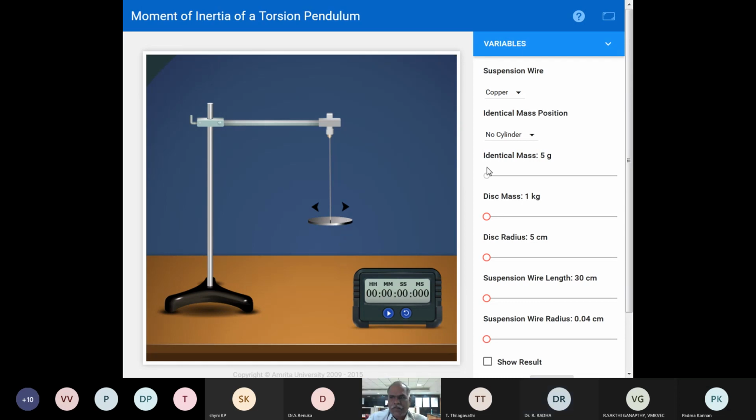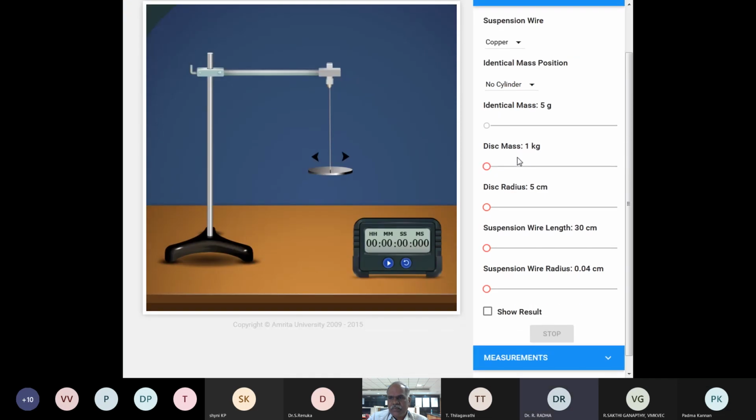First we are choosing, see the right side, the copper wire. Then no masses are added. Then iron mass is 5 gram. Then disc mass is 1 kg. Then the disc radius is 5 centimeter. Then the length of the wire is 30 centimeter. Then the suspension wire radius is 0.04 centimeter. So these are the parameters we have to note.